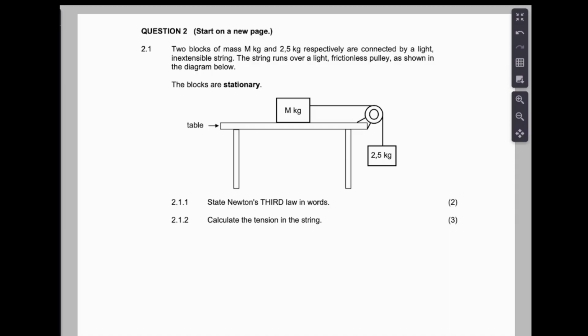Now, let's do the most challenging part of the question, but it is still a recall question. Okay, so question 2.1.2.